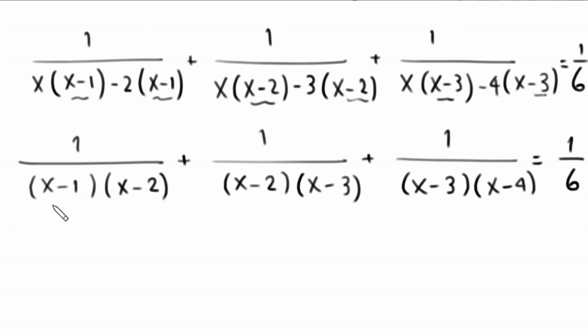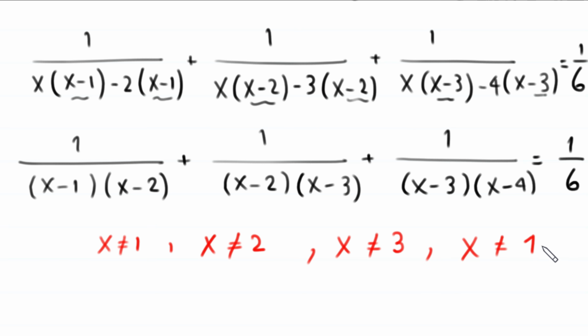Now because x minus 1 is in the denominator, x cannot be equal to 1, and x minus 2 in the denominator, x cannot be equal to 2, and x minus 3 in the denominator, so x cannot be equal to 3, and x minus 4 is in the denominator, so x cannot be equal to 4.